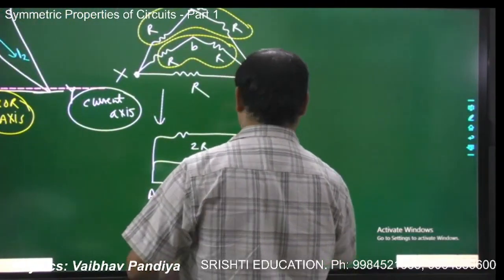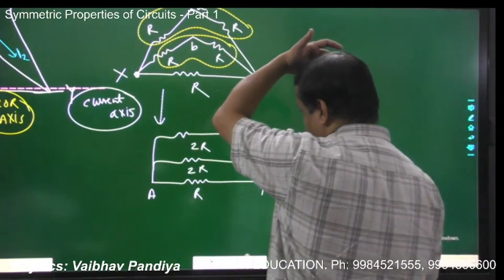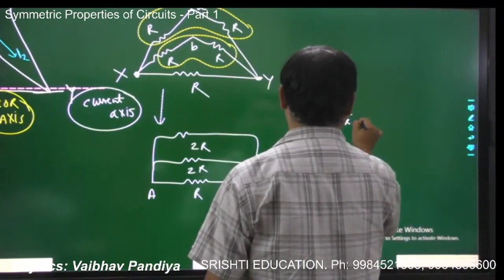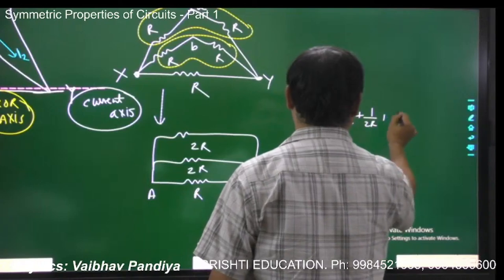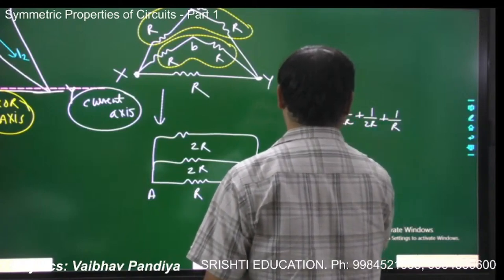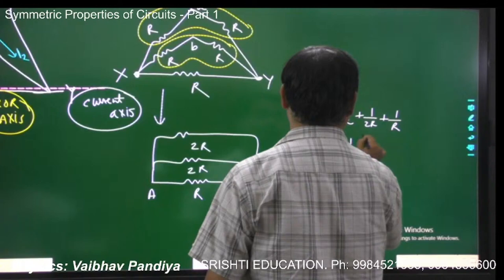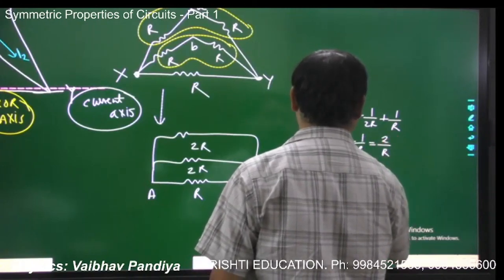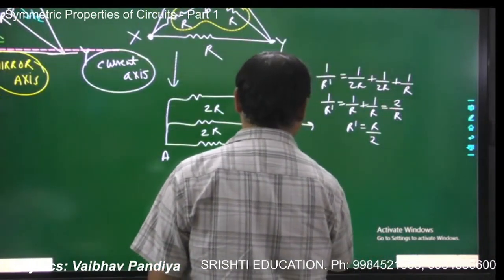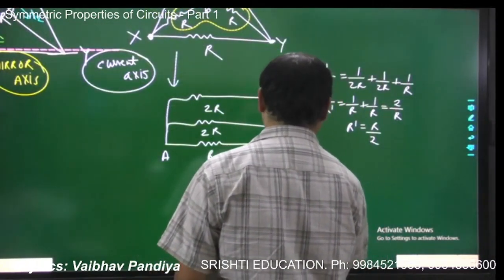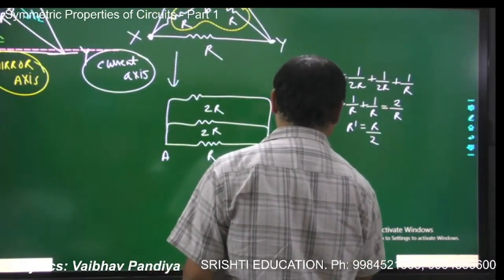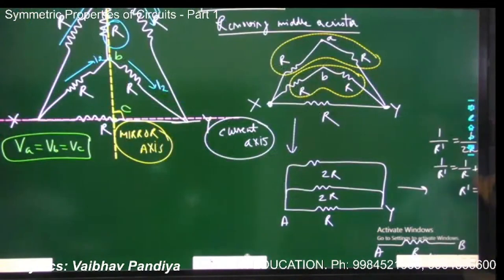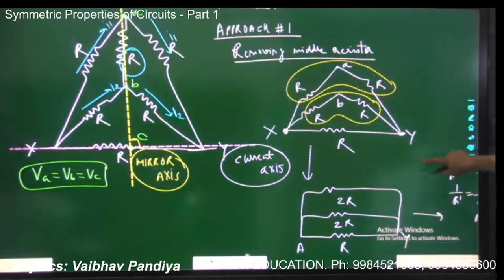Now this will be in, you can say, the parallel combination. So 1 by r dash will be 1 by 2r plus 1 by 2r plus 1 by r. So 1 by r dash will come to be 1 by r plus 1 by r, that is 2 by r. So r dash comes to be what? R by 2. So your answer will be between A and B, the equivalent will be r by 2. That is the answer. This is how you removed the middle resistor.